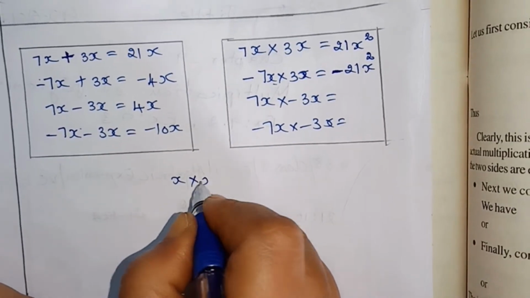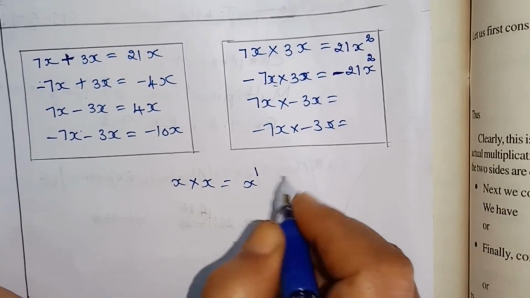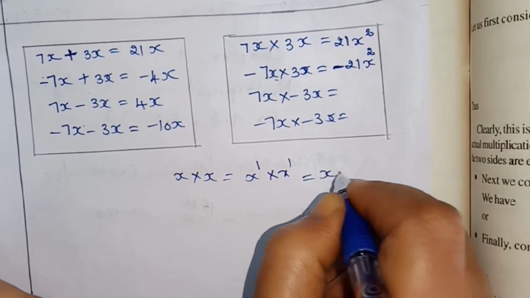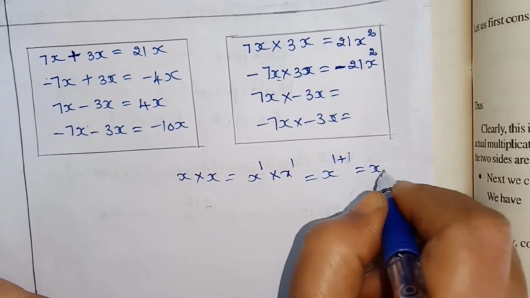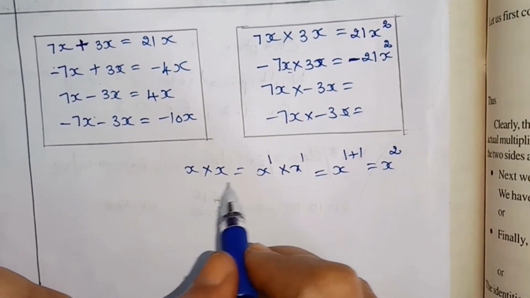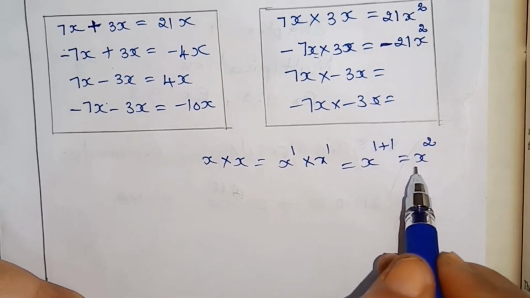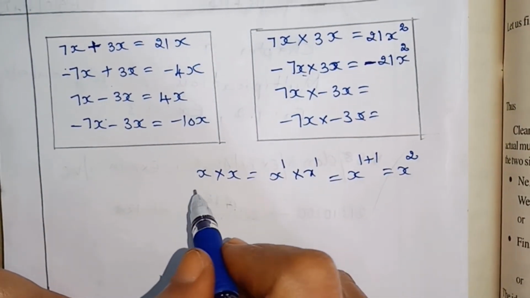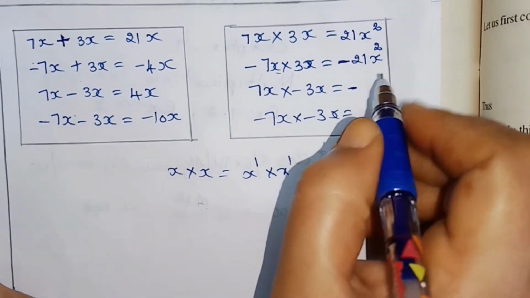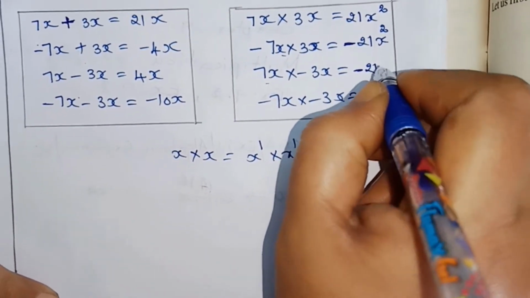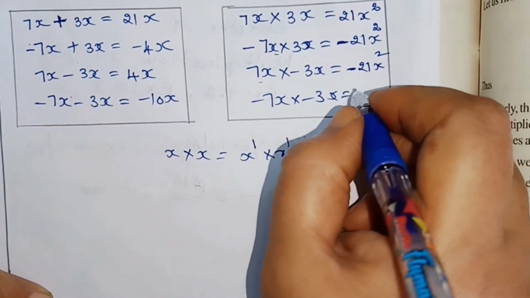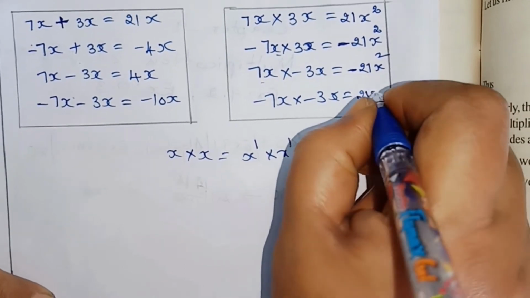X into x, that means x to the power of 1 into x to the power of 1. This is equal to x to the power of 1 plus 1, that is equal to x square. This is how we use the law of exponents in multiplication of polynomials. Plus into minus, minus. 7 3s 21. X into x, x square. Minus into minus, plus. 7 3s 21. 21 x square.